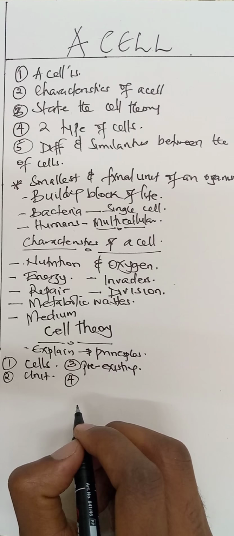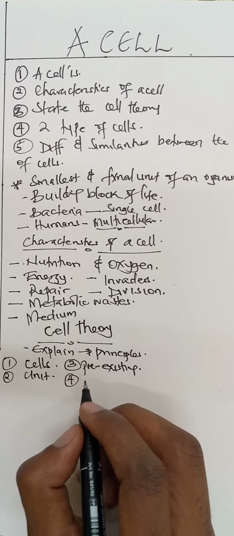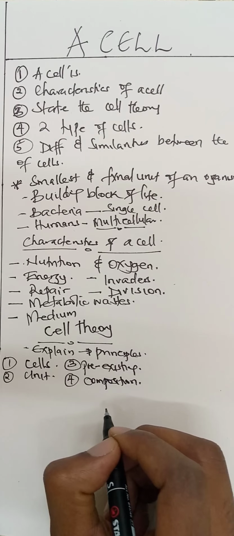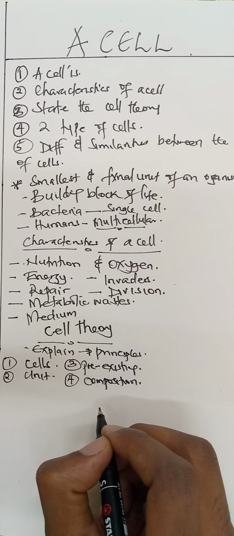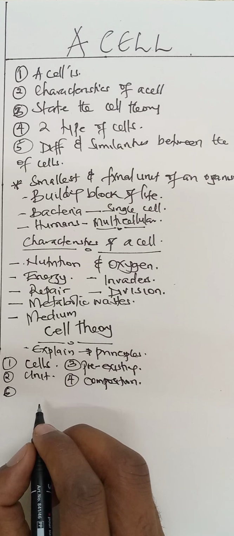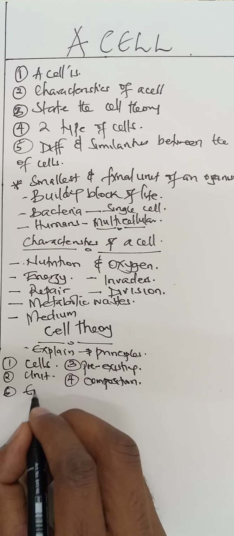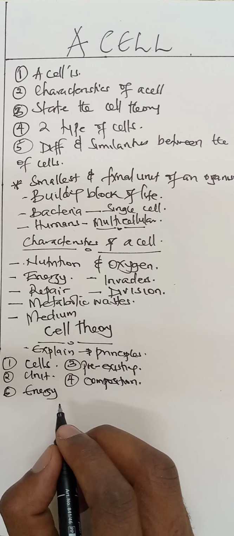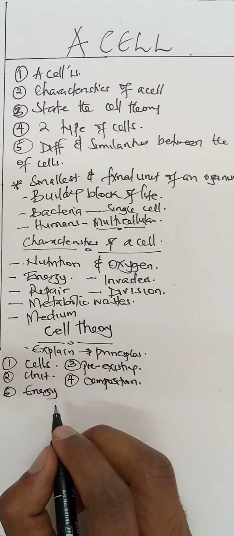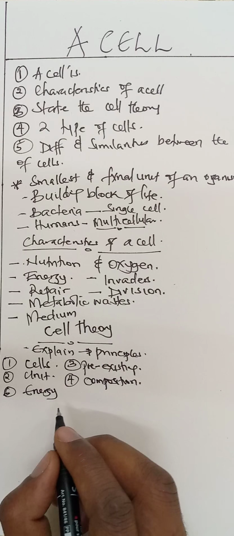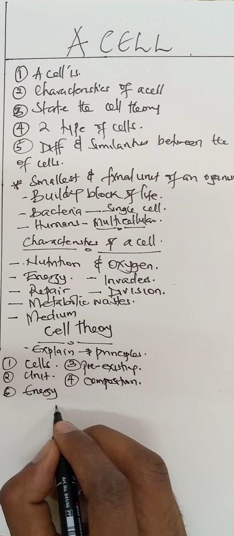Number 4, all cells are basically the same in chemical composition. So when you talk about water, sugars, and amino acids, all cells are the same. The other statement, according to their theory, is that all energy flow, e.g. metabolism of life, occurs within the cells. So that's all about the cell theory. Let's now look at the 2 types of cells.